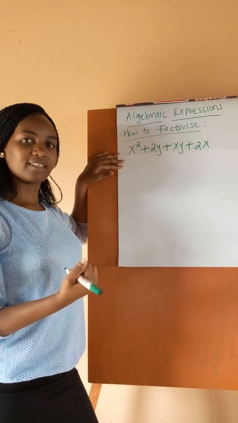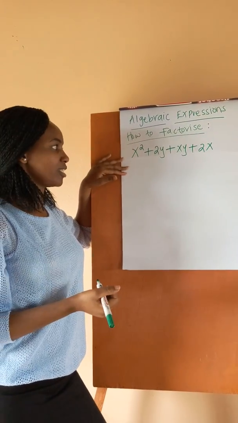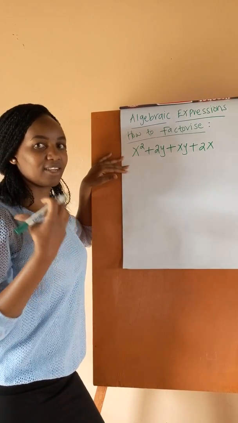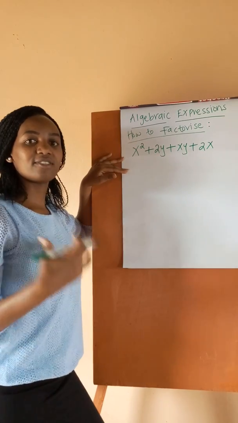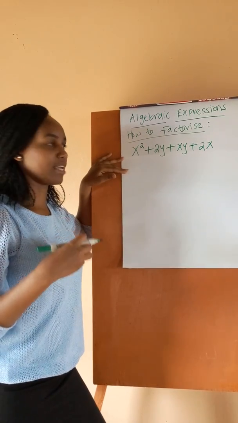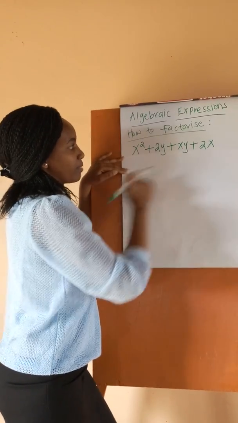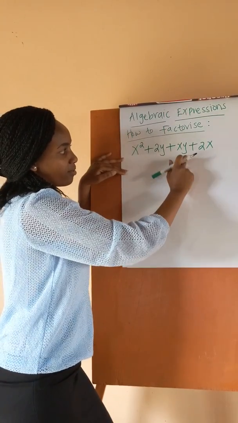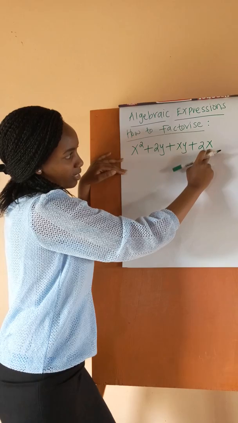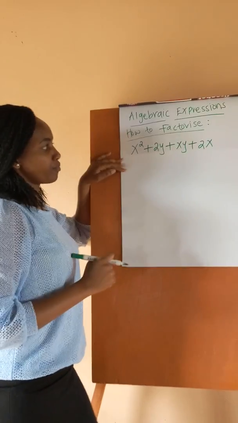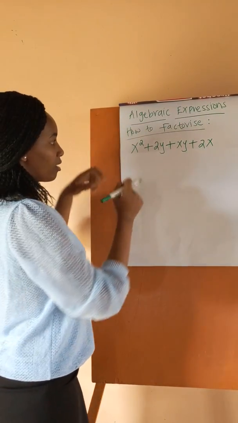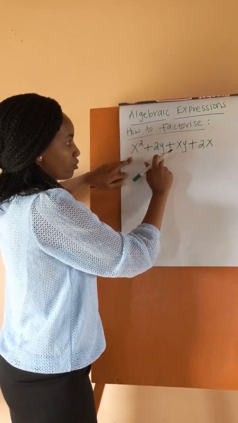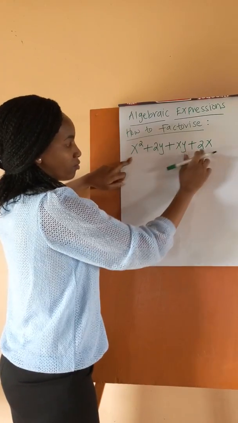If you find a question like this, what you need to do first is to make sure that like terms are together. If they are not, you make sure that you bring them together. If you look at our problem, you have x squared here, and then the next x is all the way here, xy, and then we have 2x. So we can bring them closer. We can have x squared matching with xy, and then 2y with 2x have 2 in common.